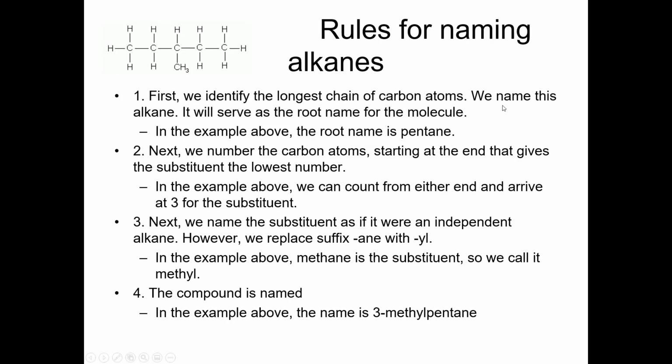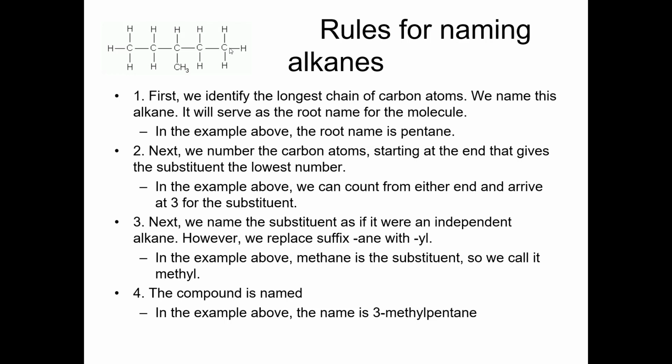So our first rule, we identify the longest chain of carbon atoms. So we're using this guy up here in the corner for an example. So our longest carbon chain is 1 carbon, 2 carbon, 3 carbon, 4 carbon, 5. Why didn't I go this one? 1, 2, 3, 4. We know 4 is less than 5. So 5 carbons is our longest carbon chain. The prefix for a 5 carbon long chain is pent. We're dealing with an alkane, so it's ane for a suffix. So we know that our root name for the molecule is pentane.